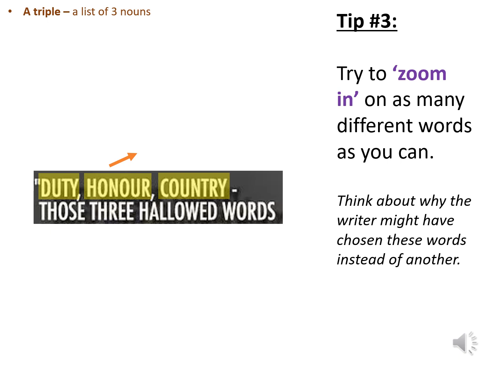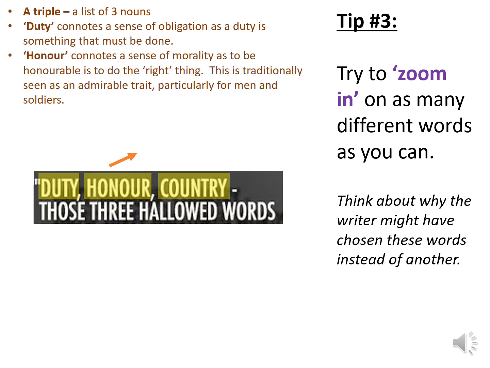But I could also zoom in on each of those words and think about some of the connotations or the ideas that are suggested. So duty connotes a sense of obligation. You're being obliged to do something. You have to do something. Because duty is something that must be done. It's like a job. I could also think about the connotations of honour. That connotes a sense of morality or doing the right thing. And I can think about different kinds of honour as well. Particularly men seem to think that honour is a very admirable thing, to be honourable, and particularly soldiers. So when I'm thinking about the context, honour is very important for soldiers and men. So that's something I might want to think about in my answer.